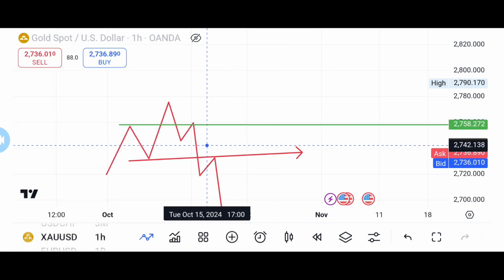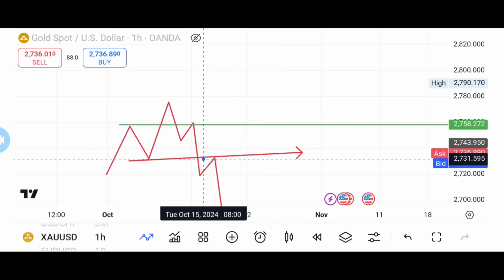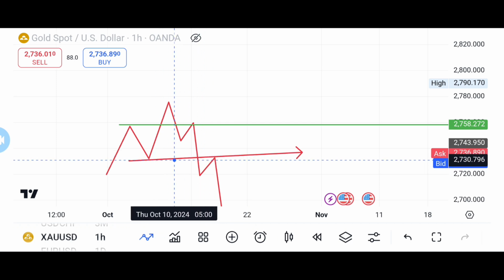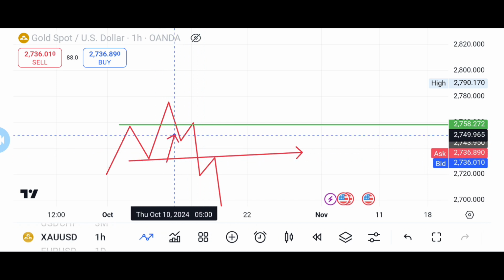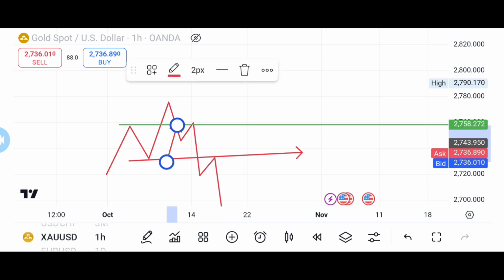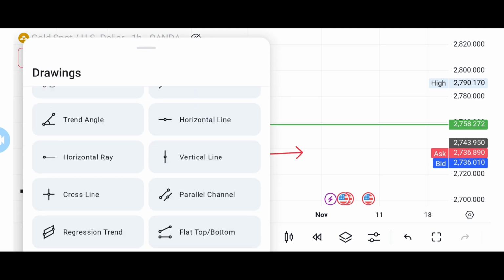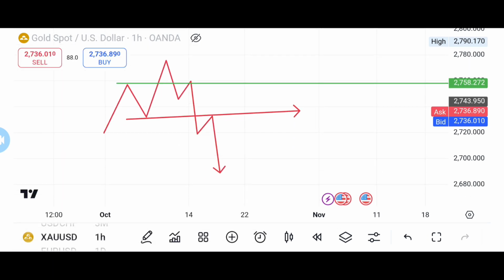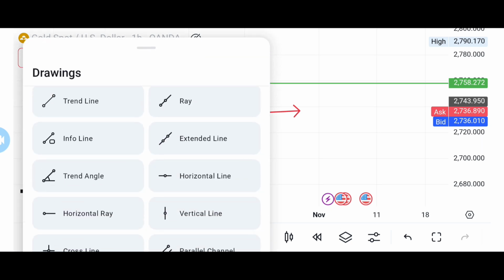You shall be waiting for this neckline to be broken. Remember, wait for this neckline to be broken and retested. The distance between this neckline and the shoulder, this is the distance. So the price will go that distance downside. You are going to take half of that distance as TP1.